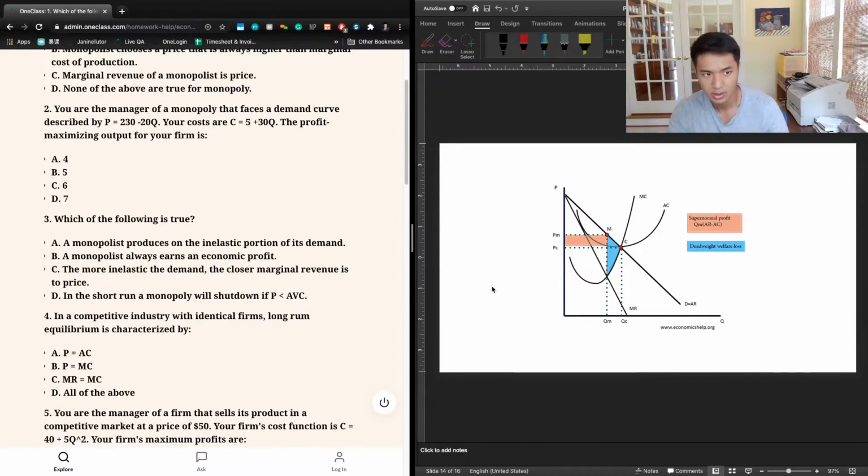Next, you are the manager of a monopoly that faces a demand curve described by P equals 230 minus 20Q. Your costs are C equals 50 plus 30Q. And the profit maximizing output for your firm is which of the following? 4, 5, 6, or 7.